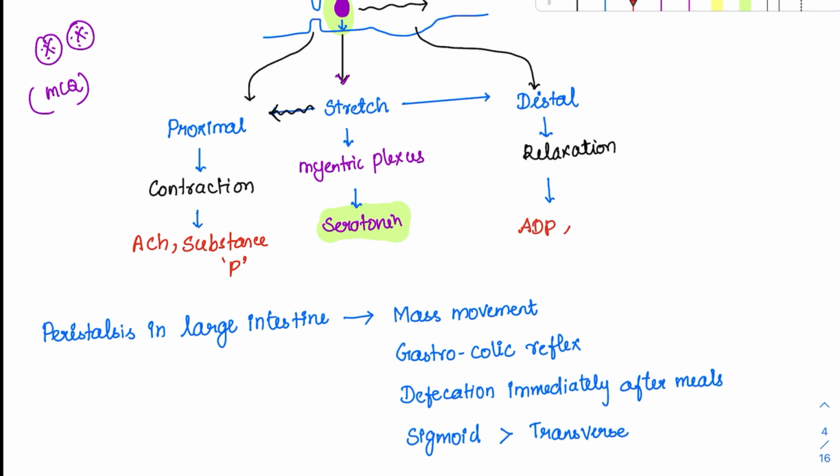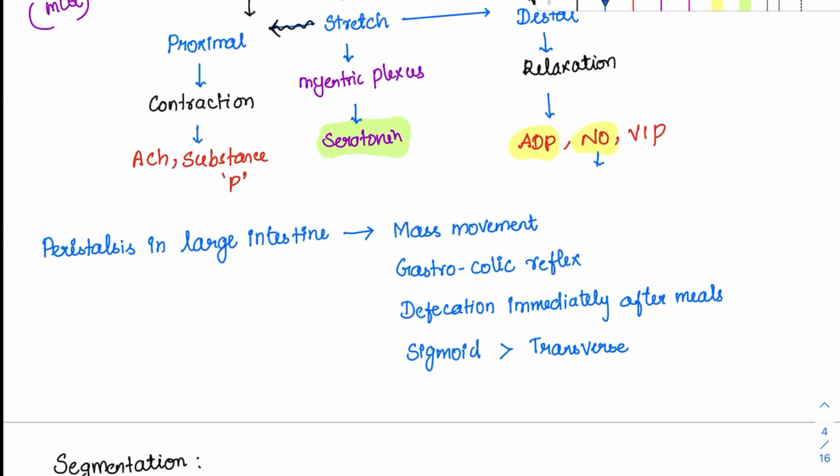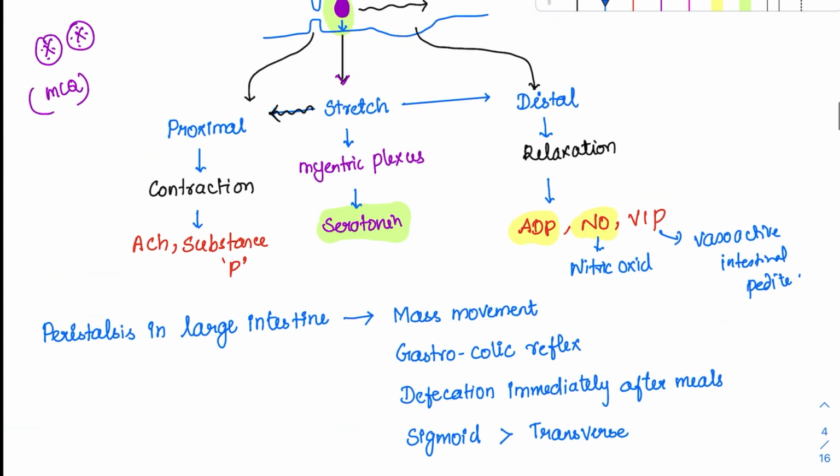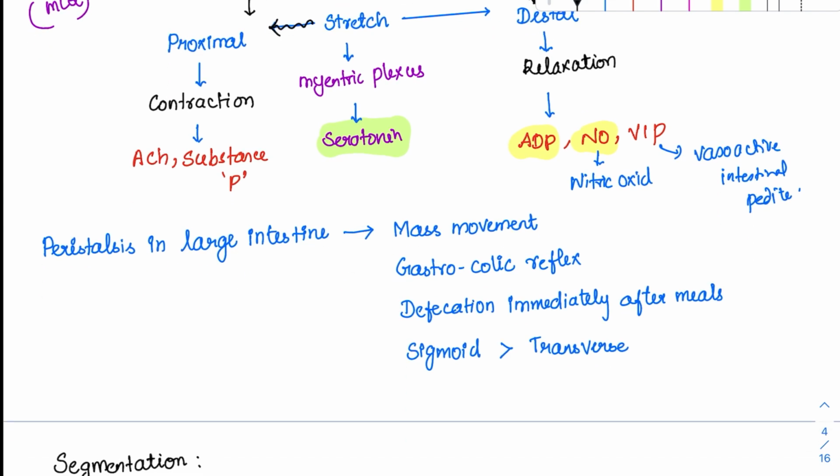ADP is not a VIP. Just remember, ADP is not a VIP. ADP is one neurotransmitter. Then NO, which is nitric oxide, and VIP is vasoactive intestinal peptide. So these are the three neurotransmitters which cause relaxation. So first, stretch releases serotonin; behind the food, ACh and substance P cause contraction; and ahead, ADP, NO and VIP cause relaxation. All these neurotransmitters are important. Then peristalsis happens in the large intestine also, and there it is called mass movement.